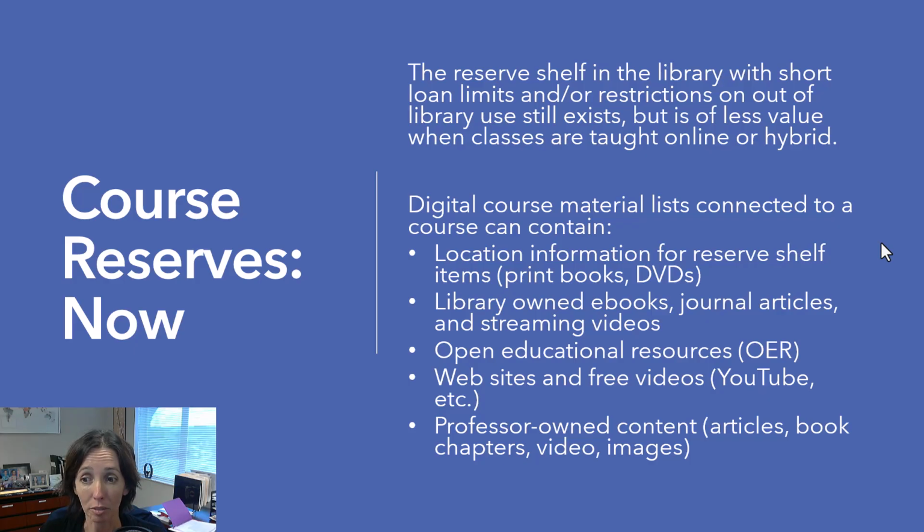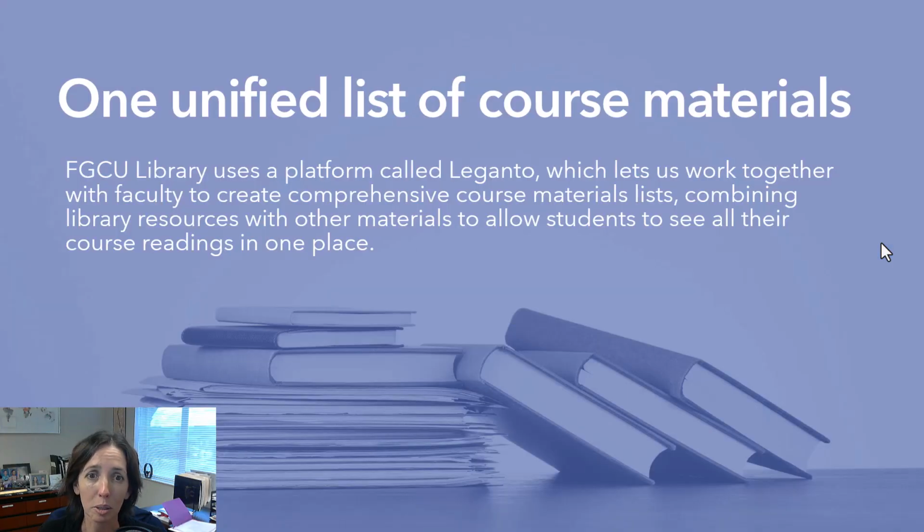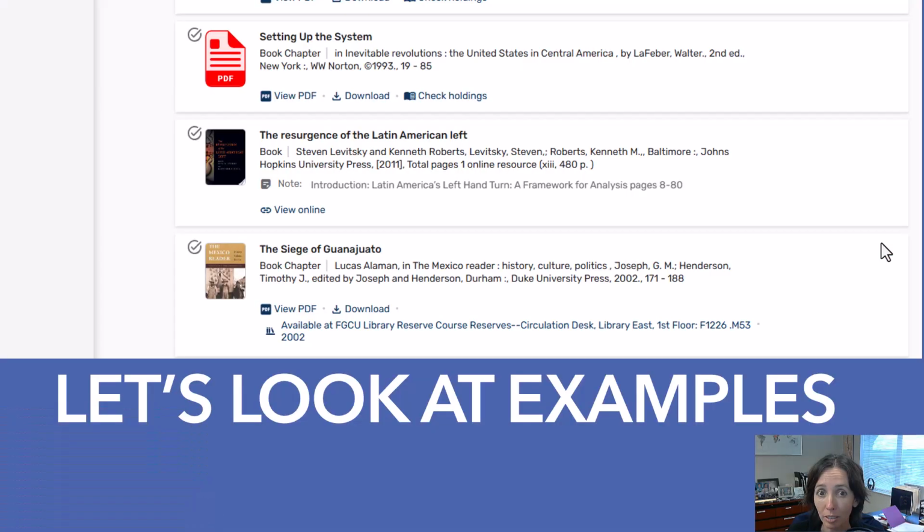And then you can also add, if you've got scans of book chapters or articles or things that you have saved over the years that you use in courses, you can add those to your course materials list as well. So you have an opportunity now to bring all of these things together, both the library resources and things that you have collected in other ways. So the platform that we are using is called Leganto. That lets us pull together all of these different kinds of course materials, make one nice unified list that really makes it easy for you to manage and for students to see all of their readings in one place. So let's take a look at some examples.